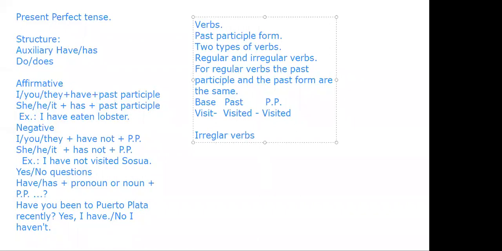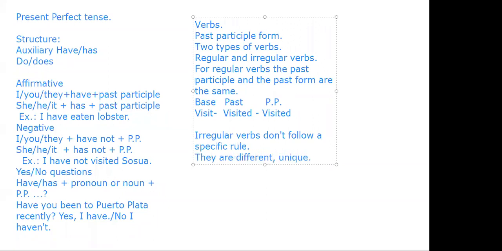Now, irregular verbs don't follow a specific rule, guys. They do not follow orders. That's the point, okay? So they are different, unique. Yes, we have questions. We have WH questions. Of course, we have WH questions, but I think I don't have to explain that since, you know, it's pretty simple. You're gonna see it later on.